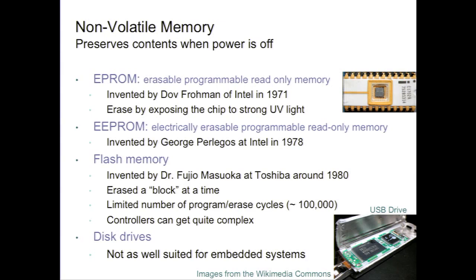Disk drives, of course, are also prevalent. This guy has a disk drive because I need a lot of space, and the flash memories that are available on these are not enough yet. But they're somewhat more problematic for embedded systems because they have a significant mechanical component, and that has size, power, and reliability implications.